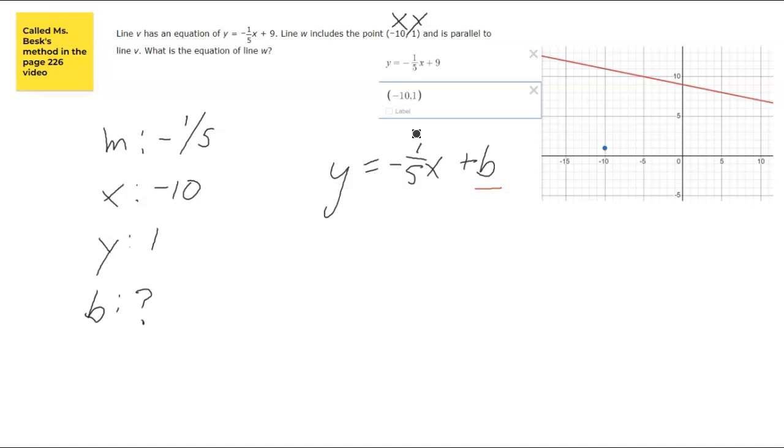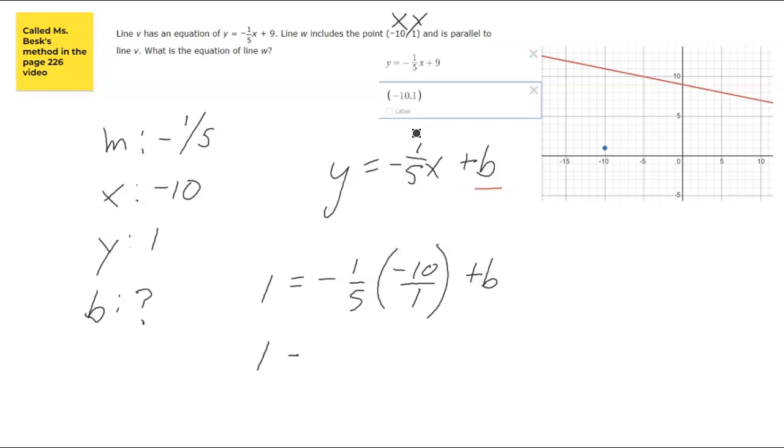So let's write the equation of what we already know. We know that the y of the point that we were given is 1. So y equals -1/5. We know our x is -10. And I like to put the denominator too. -10 is the same thing as -10 over 1. And then our plus b. So now our goal with this equation is just to solve this equation to find out what b equals.